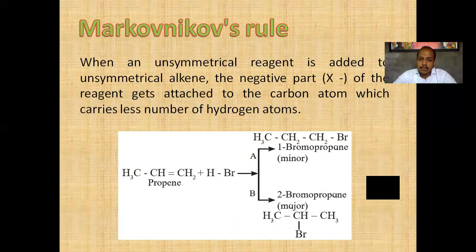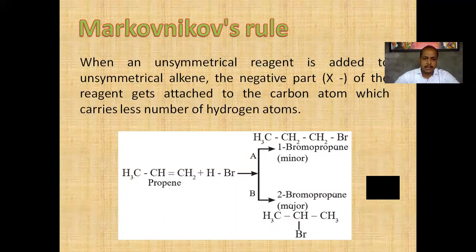What it states is: when an unsymmetrical reagent is added to an unsymmetrical alkene, the negative part of the reagent always gets attached to the carbon which carries less number of hydrogen atoms. I will repeat once again. When an unsymmetrical reagent is added to an unsymmetrical alkene, the negative part of the reagent gets attached to the carbon atom which carries less number of hydrogen atoms.